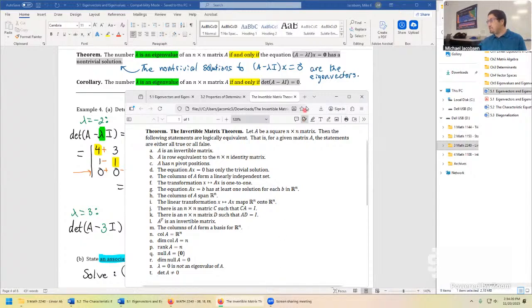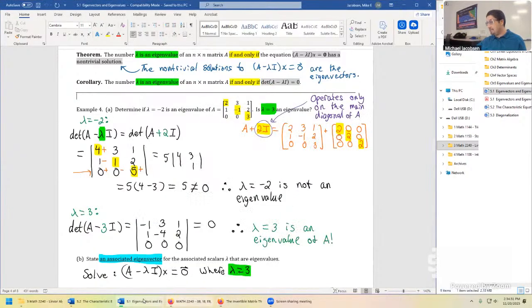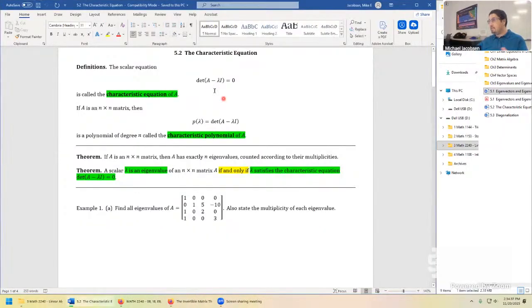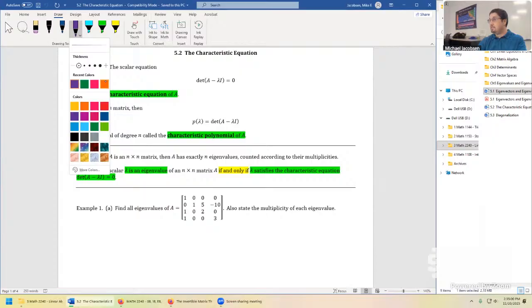Okay, so pretty much the next section, 5.2, starts right here. We call this the characteristic equation when there's an actual equation. For focusing on just the determinant part, we call it the characteristic polynomial. So going back to section 5.2, we have that same relationship, which came from the theorem and the corollary. The scalar equation determinant of A minus lambda I equals zero is a characteristic equation. Solving this will give us our eigenvalues. A is an n by n matrix. And if you focus on just the determinant part, that's the characteristic polynomial. And that polynomial will have degree n.